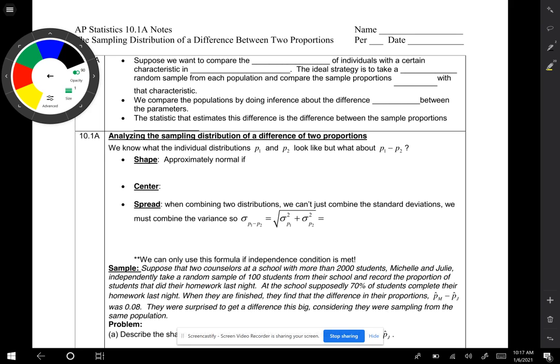Hello AP Stat students. Today we are going to do 10.1a notes. We are going to talk about the sampling distribution of a difference between two proportions.